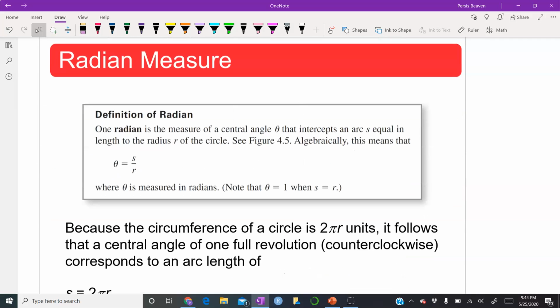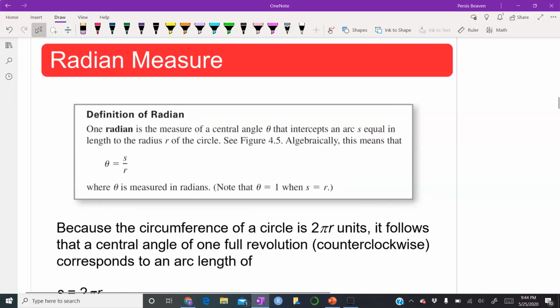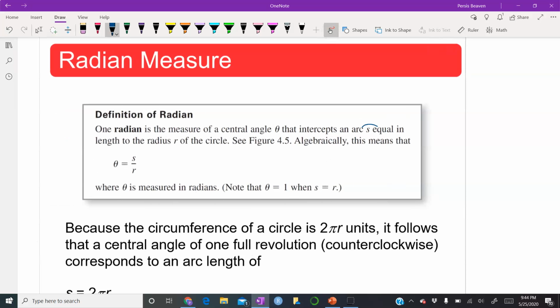So 1 radian is the measure of a central angle, theta, that intercepts an arc, S, which is the letter we will use to denote the arc, equal in length to the radius. So that's what I was saying about curving that straight line, the radius, and placing it around the circumference.